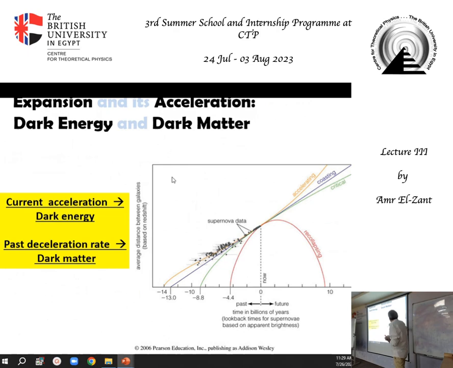This is now plotted in time, and this is a nice thing. It's not in the things we actually observe. The other one is observing. This is taking the observation and putting it on the theory. The other one is taking the theory and putting it on the observation. It doesn't matter. So basically there's current acceleration and there's past deceleration. And this is our model of the universe.